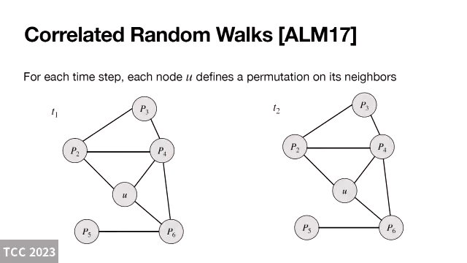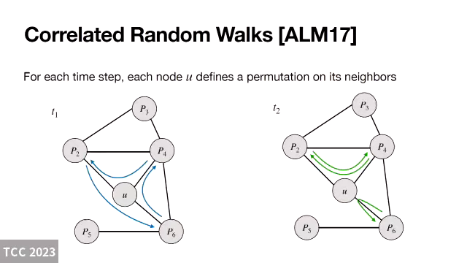First, let me recall this correlated random walks idea from ALM 17. Here, for each time step, every node U in the graph defines a permutation on its neighbors. So for example, at time step T1 here, U maps P4 to P2, P2 to P6, then P6 to P4. Then in the next step, it maps P2 and P4 to each other and P6 to itself.